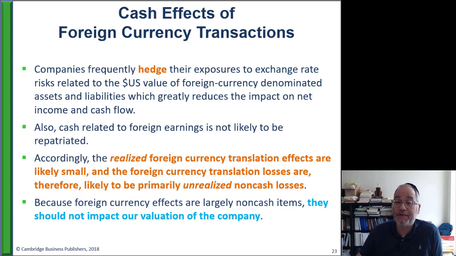Now, what also can happen is companies could hedge these risks, in which case the gains and losses would be reduced. So by introducing hedging transactions, the companies can hedge the risk of a foreign currency gain or loss, and thereby reduce that gain or loss so that it'll have a minimal impact on the income statement.